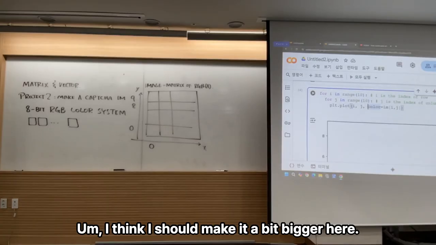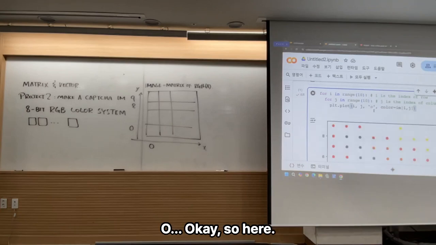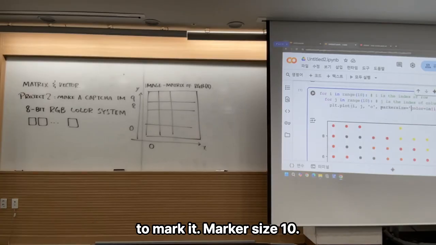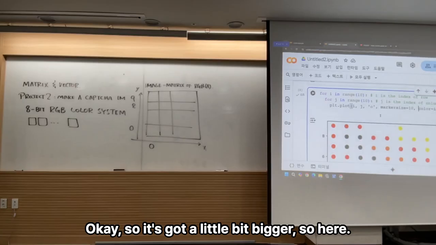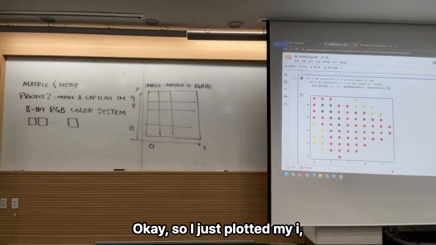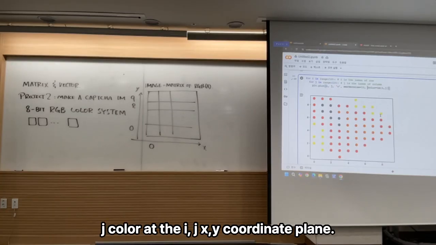I think I should make it bigger here. Let me make the dots a bit bigger. So marker size 10. Okay, so it's got a little bit bigger. So I just plotted my I comma J color at the I comma J xy coordinate plane.